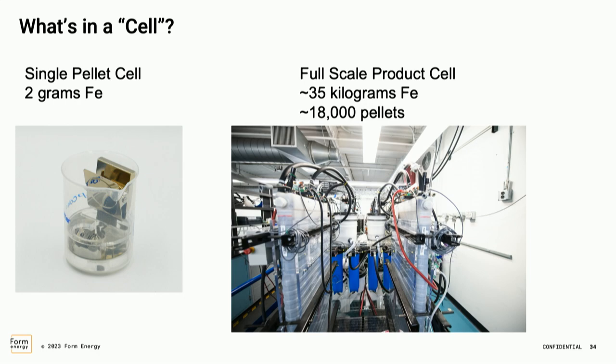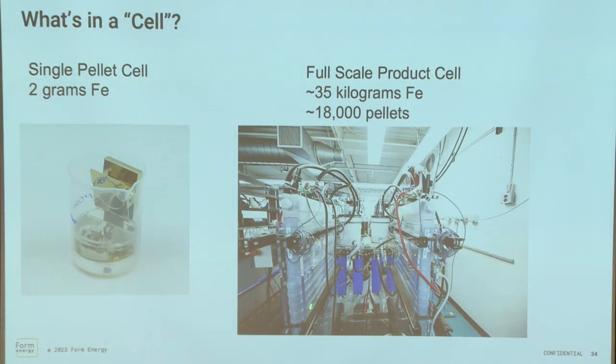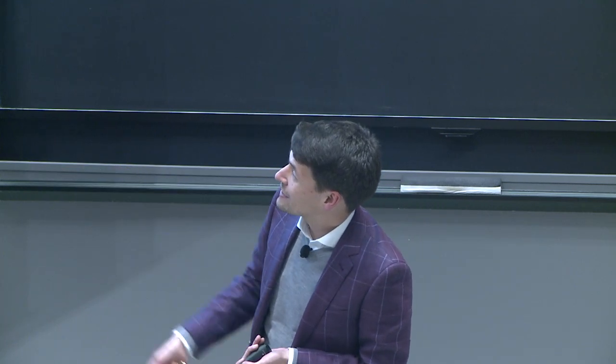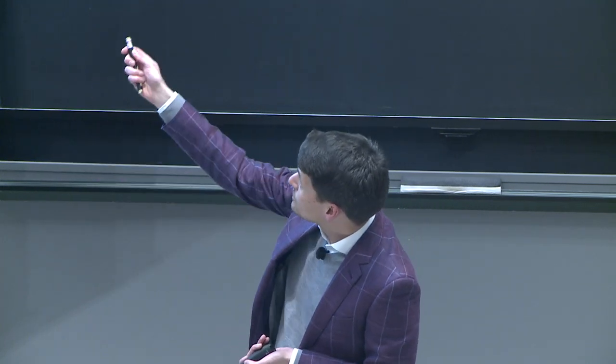These are individual full-scale cells. These are those things I told you were a meter high and the size of a window pane from your house. Those are two that are on test in our lab in California. Now we make dozens of those every week for testing. I marvel at how much this has scaled up, because this is 2018 and this is 2023, and that's 18,000 of those pellets in every single one of those cells. But we started from that single building block, and we're still working on the scaling up.